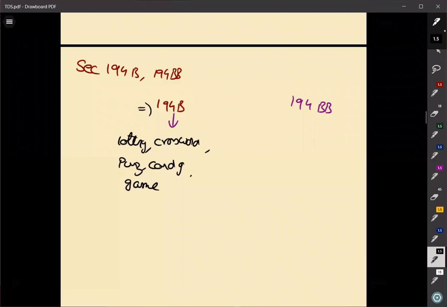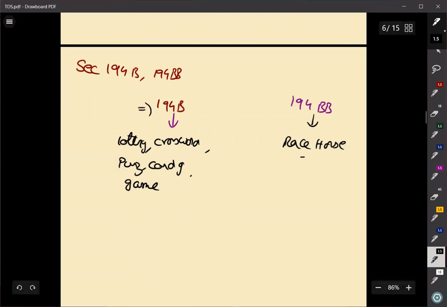Say suppose Kaun Banega Crorepati, or you are playing some games in MPL. Whatever games you play, if you are getting any sort of money, then ultimately 194B is going to be applicable. Then 194BB, any sort of income you are getting from race horses, you are playing horse race. So whenever you are playing horse race, whatever income you get, ultimately that will be covered under 194BB.